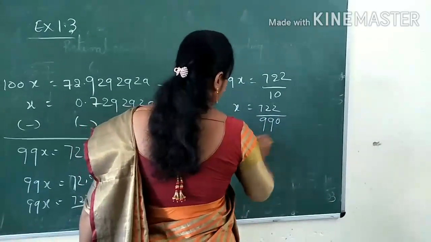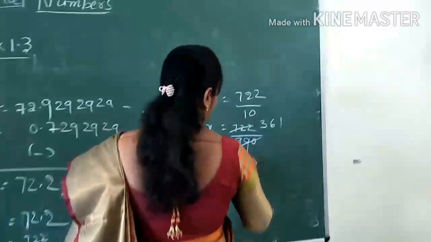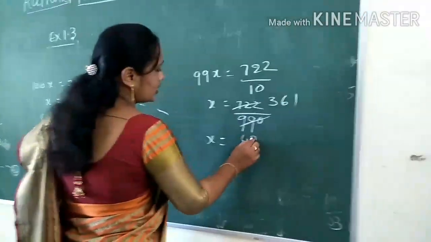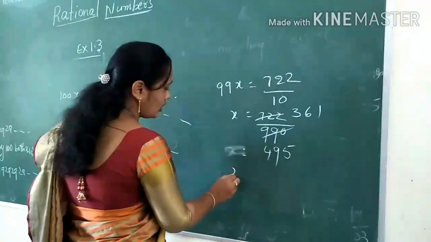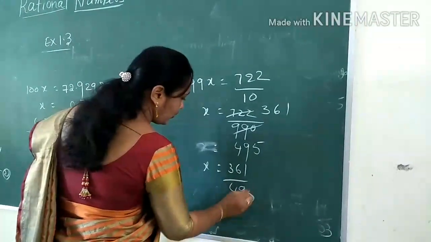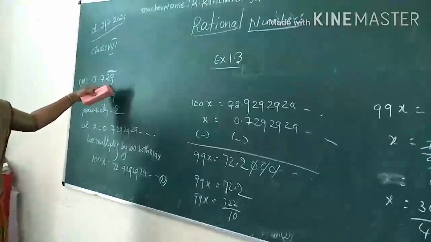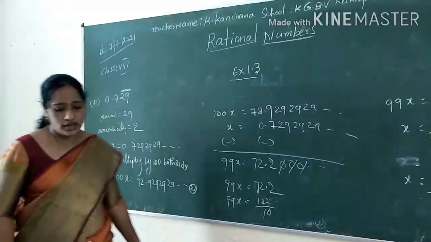Now again we have to cancel. 2 threes are 6, 2 ones, 2 fours are 8, 2 nines are 18, 2 fives are 10. So x equals 361 by 495. So we convert a non-terminating, recurring decimal into fractional form.